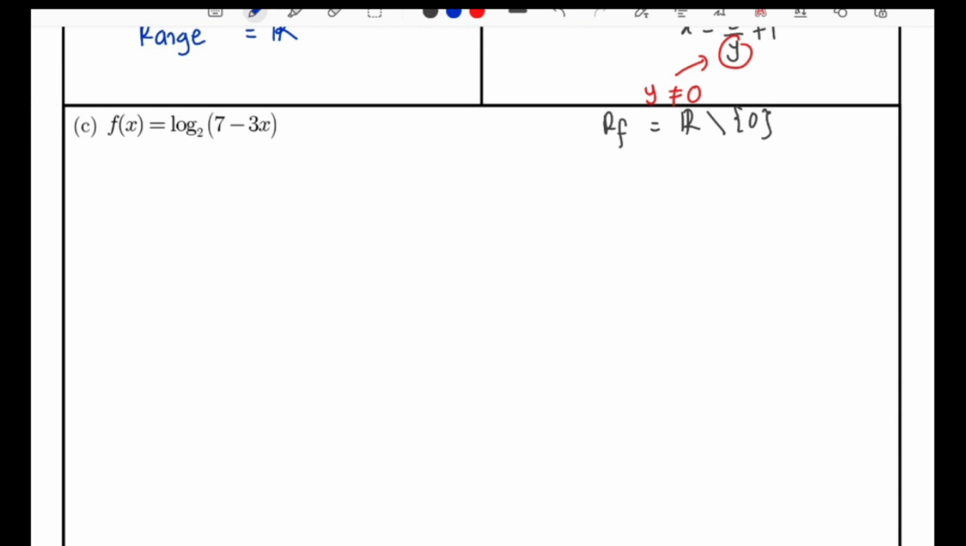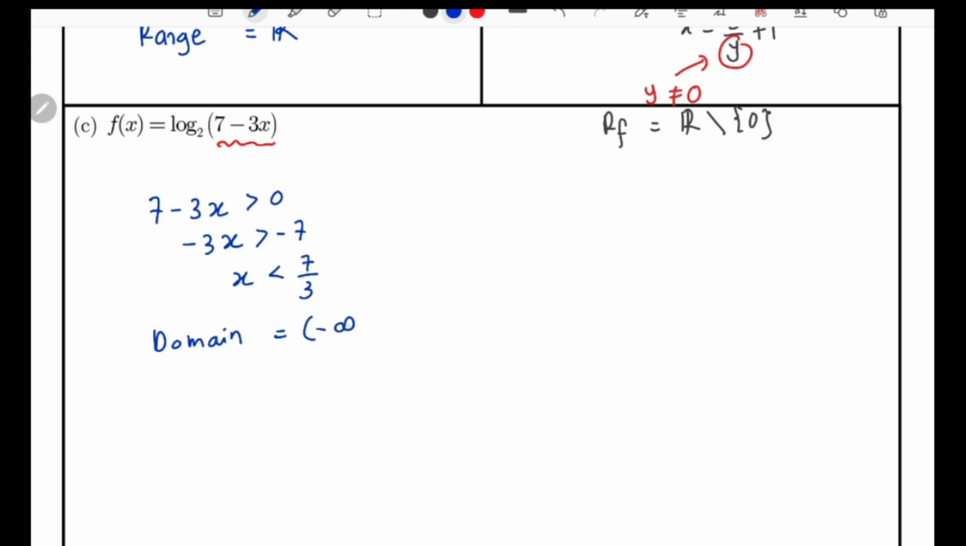Next, the logarithm function. We know that for any logarithmic function, the values must be positive. So take 7 minus 3x and make it greater than 0. Rearrange until we have x as the subject. So x is less than 7 over 3. So the domain is any number that is less than 7 over 3. So negative infinity until 7 over 3, open bracket.